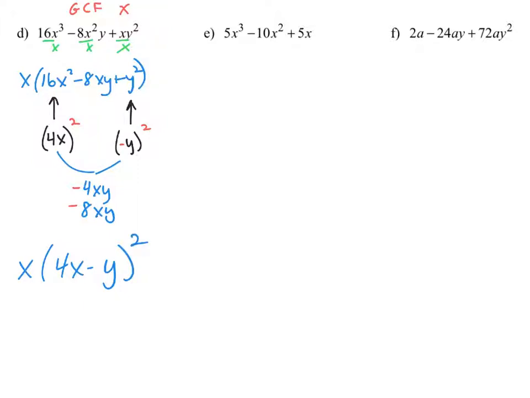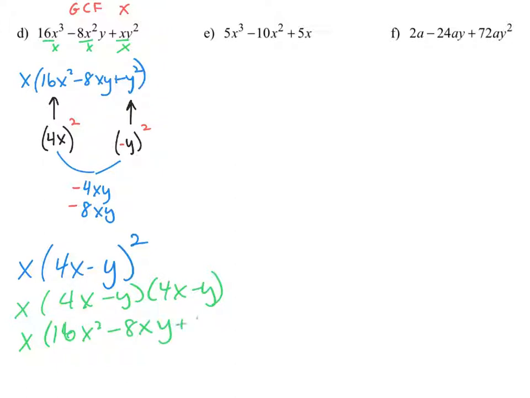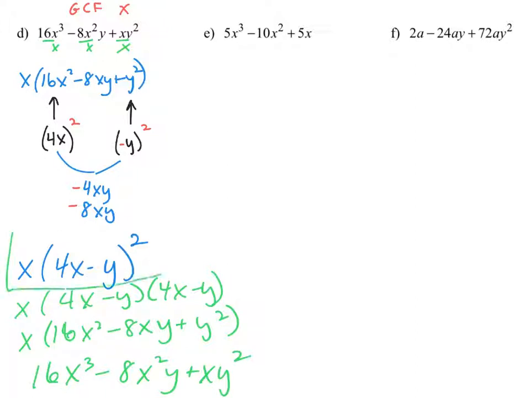And you can check your work here by multiplying out 4x minus y times 4x minus y. And then after you do that, you will get 16x squared minus the 4xy minus 4xy. That would give us a minus 8xy plus y squared, and then distributing the x to get 16x to the third minus 8x squared y plus xy squared. And that is what we started off with. So in factored form, that polynomial can be written as x as one factor, and the other factor of 4x minus y, that entire quantity squared.